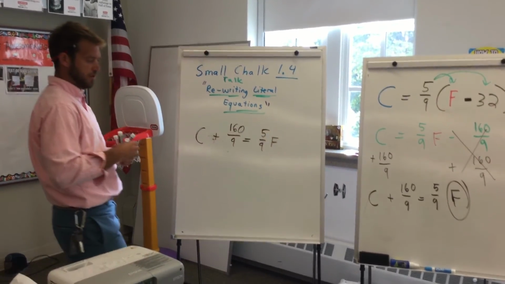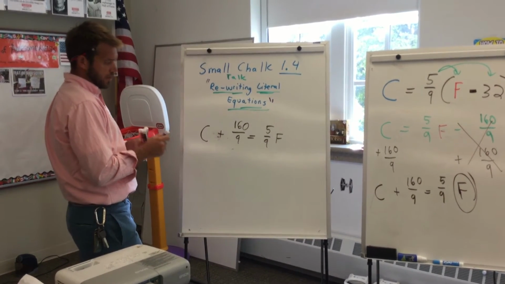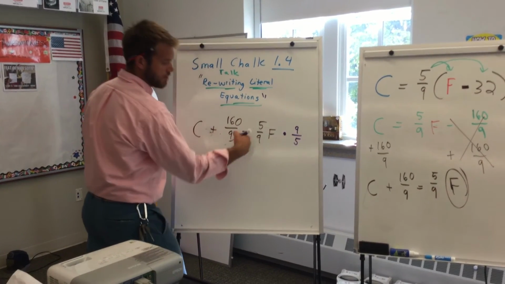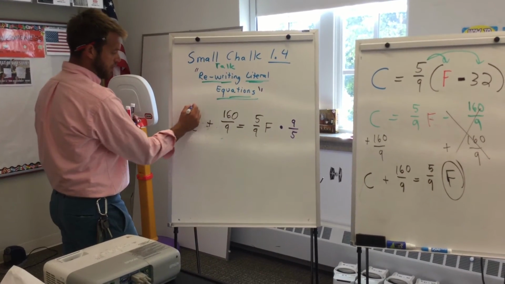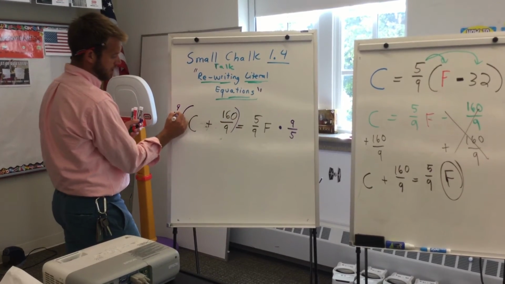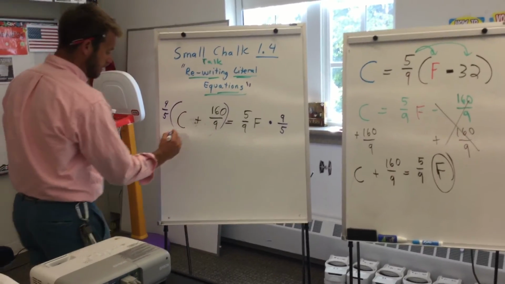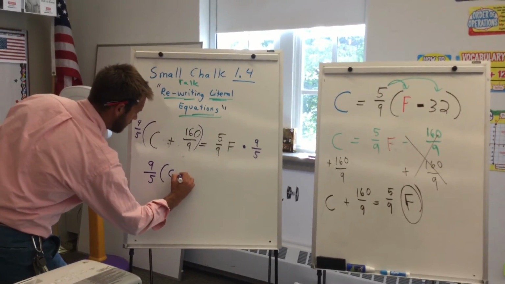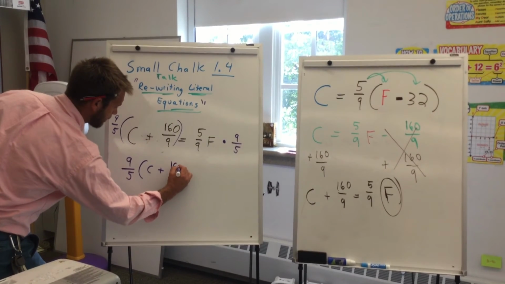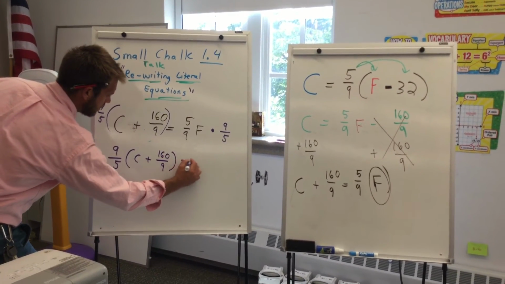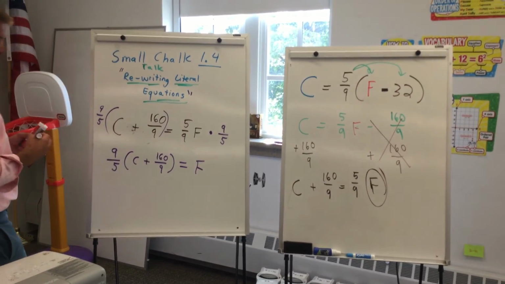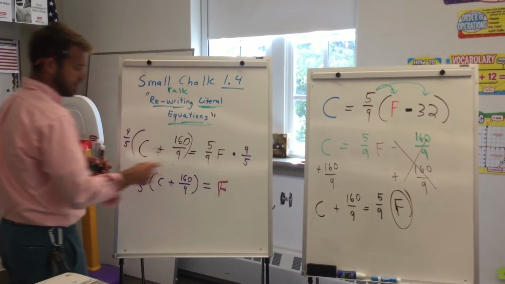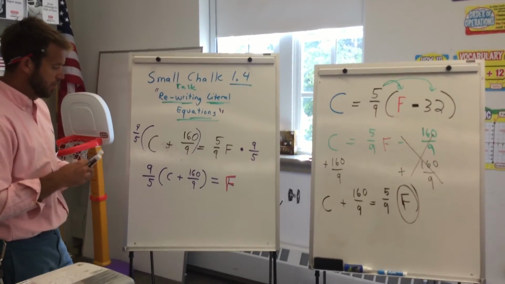To get F by itself here, I'm going to multiply by the reciprocal, which does the same thing as dividing. And I'm going to do that to the whole side. So eventually I am left with 9/5 times C plus 160 over 9 is equal to F. Again, the point is to rewrite the formula for the variable that you are trying to find.